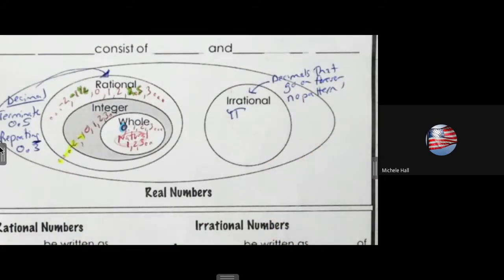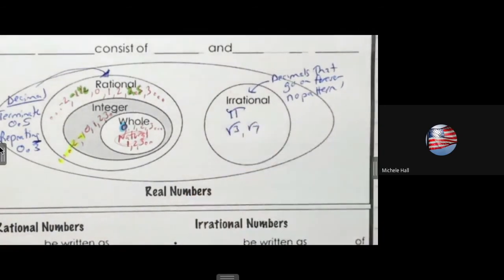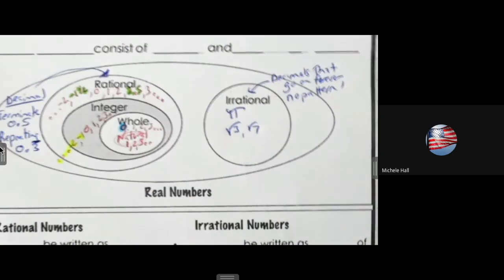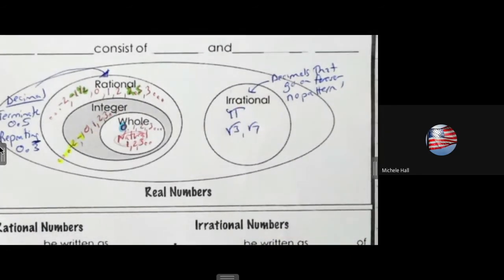Your non-perfect squares, like the square root of 3, the square root of 7, whatever. A non-perfect square. Those are the only kinds of irrational numbers. When you take rational and irrational numbers and you put them together, what is it called? Real numbers. Those are the real numbers.